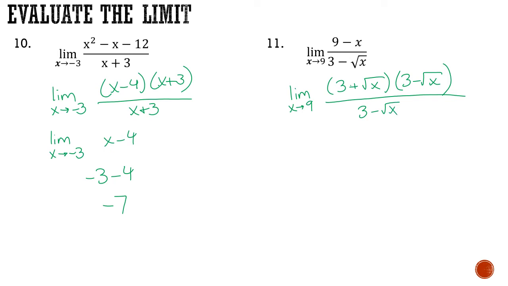So you can see it's still similar to what we've been doing, except it's not as obvious as something to factor. But always take a look at your numerator and denominator and see if you could use difference of squares or difference of cubes to help you simplify. I'm left with 3 plus the square root of x after simplifying that function. Directly substitute. 3 plus the square root of 9 is 3 plus 3, which equals 6.